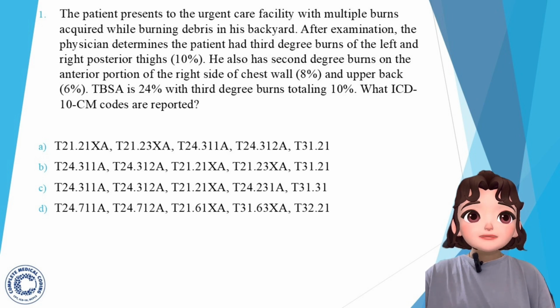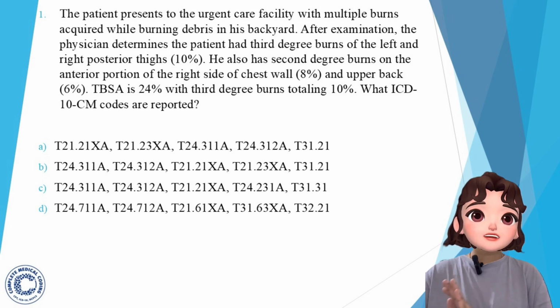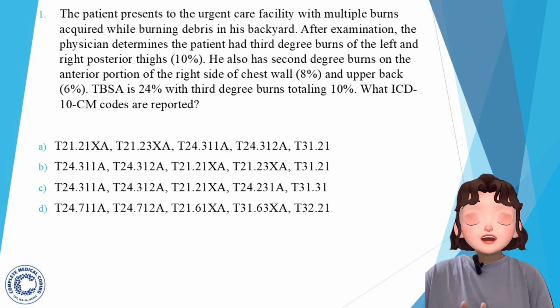T21.21XA is burn of second degree of chest wall, initial encounter. X is the placeholder, and A represents initial encounter. So T21.21XA is burn of second degree of chest wall. So these three codes are the same in both the options.